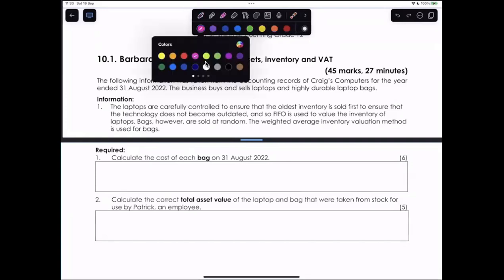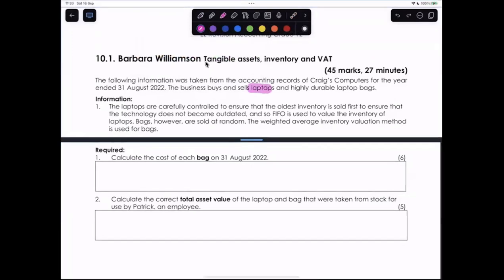It's always a good idea to make a note of what you're actually doing so that you don't get confused about your product. Before we look at all the information, let's go and see what's actually required. Firstly, we need to calculate the cost of each bag on the 31st of August 2022. Then we need to calculate the correct total asset value of the laptop and bag that were taken from stock for use by Patrick, an employee.